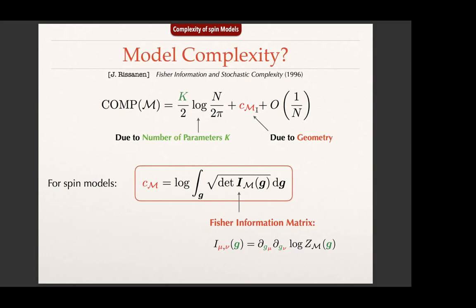Then the next term is of the order of 1, and this term is called geometrical complexity. How complex is the model given how you have chosen your interaction, how you have placed your interaction. Because this one is of the order of 1, in general, you will compare this term for models of the same number of interactions. And then the next terms are of the order of 1/n. So we are looking at things that are smaller and smaller, but this becomes relevant when you have finite data sets or small data sets.